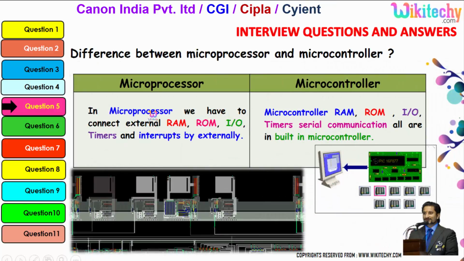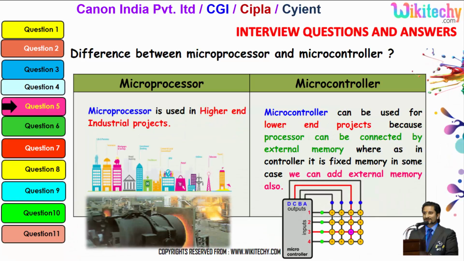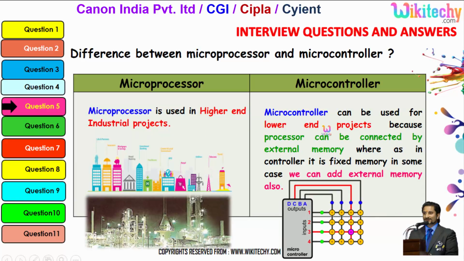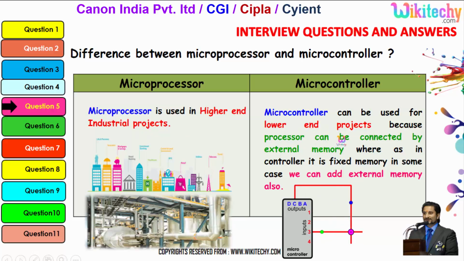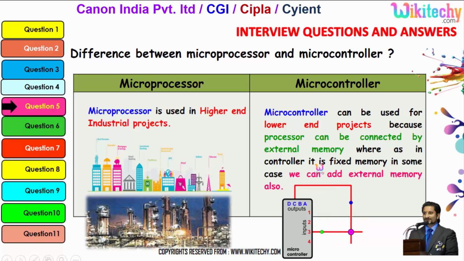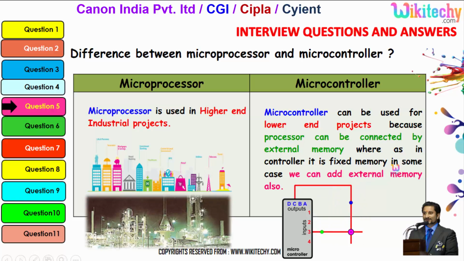In a microprocessor, we have external RAM, ROM, IO, timers and interrupts externally. Whereas in a microcontroller, RAM, ROM, IO, timer, serial communication, everything is inbuilt. So microprocessors are used in high-end industrial projects, whereas microcontrollers can be used for low-end projects, because a processor can be connected to external memory, whereas the controller has fixed memory in some cases, so that we can add external memory also.